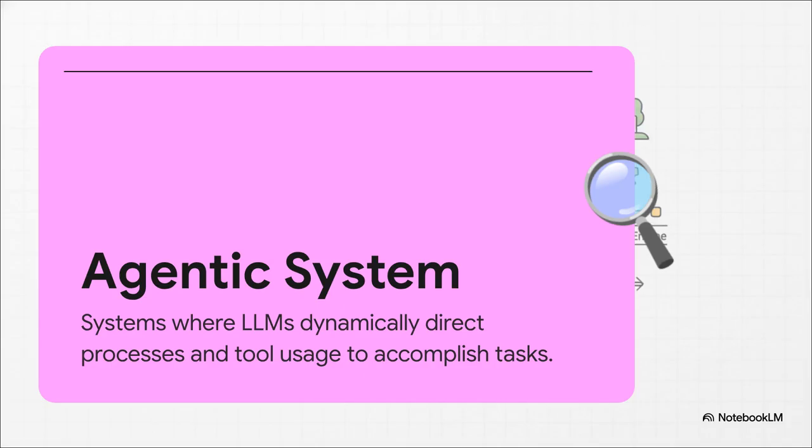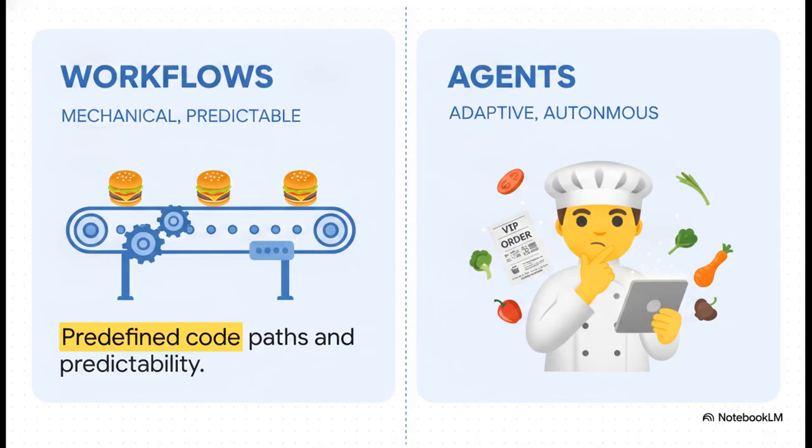The defining factor here is simply that large language models are dynamically directing their own processes and using tools to get a job done. But underneath that big umbrella, there's a super important distinction we need to make. Think of a workflow like an assembly line worker at a fast food joint. They are making the exact same burger, following the exact same predefined path every single time. It's incredibly predictable. An agent, though, that is your dynamic head chef.